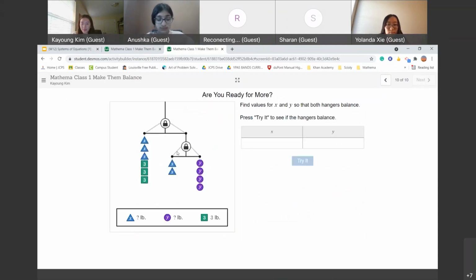Okay, so this one is kind of hard. So if you don't get it, that's okay. But actually no, at this point we're not going to do this one. Let's just go back to the slideshow.